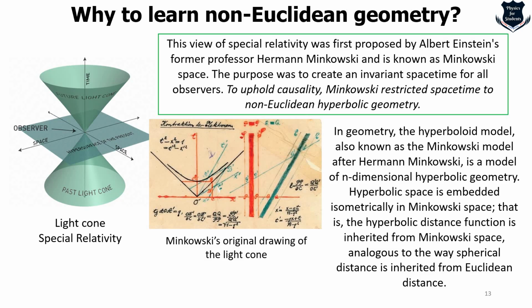And from this drawing, you can very well understand that the hyperboloid model, which is also known as the Minkowski model, is a model of n-dimensional hyperbolic geometry. Hyperbolic space is embedded isometrically in Minkowski space, so that the hyperbolic distance function is inherited from the Minkowski space, which is somewhat similar to the spherical distance inherited from the Euclidean distance. And there are many instances of the hyperbola and this model being used by Minkowski in his light cone revelation.